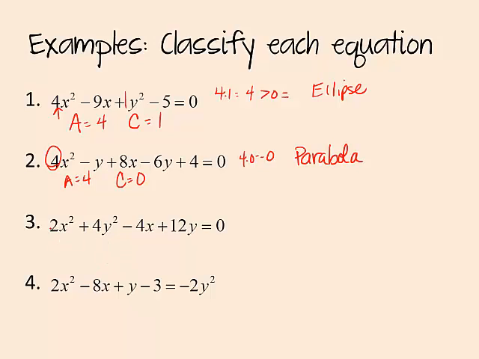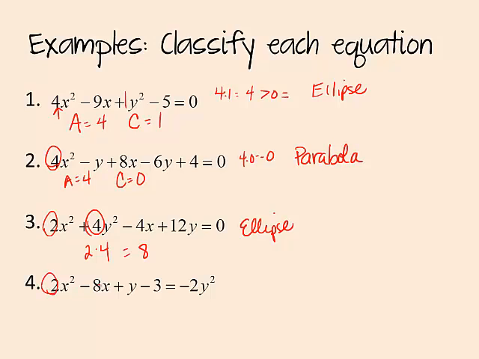Now this one. A and C are 2 and 4. Obviously they're not equal, so it's not a circle. A times C is not equal to 0. It is equal to 8. That is greater than 0, so this is an ellipse. And let's try this one.